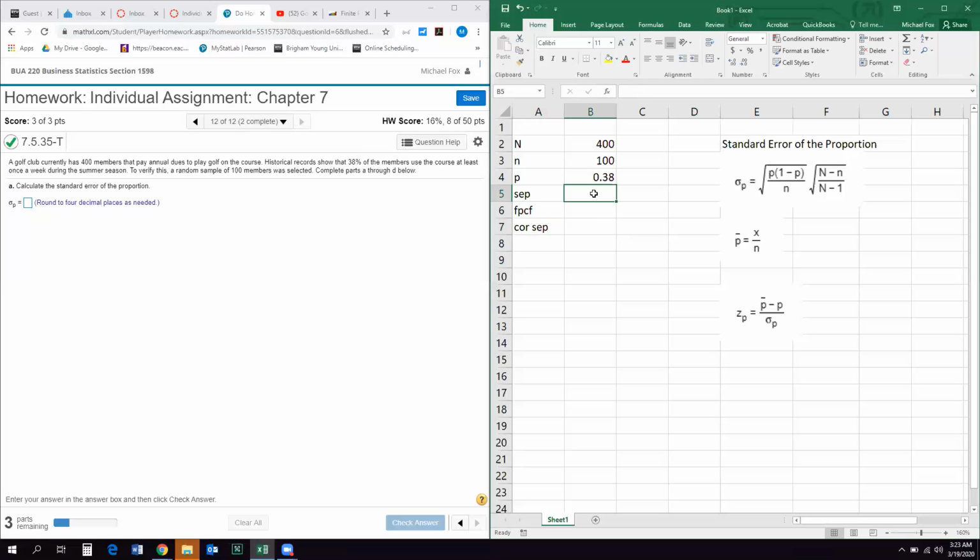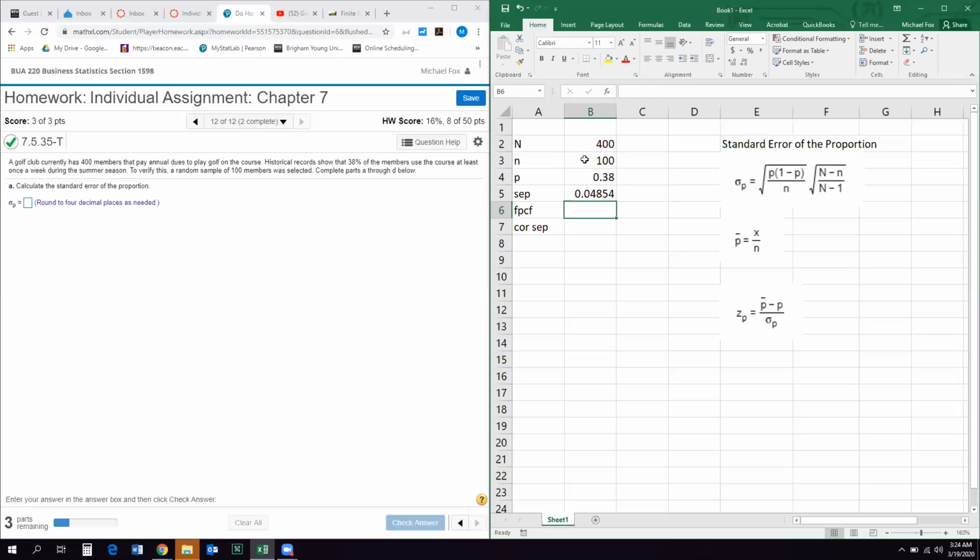So to find my standard error of the proportion, I take the square root of the proportion. Whoops, I didn't start with an equal sign, sorry. Of the proportion times 1 minus the proportion. And we divide that by little n, or the sample size. So that's our standard error of the proportion uncorrected.